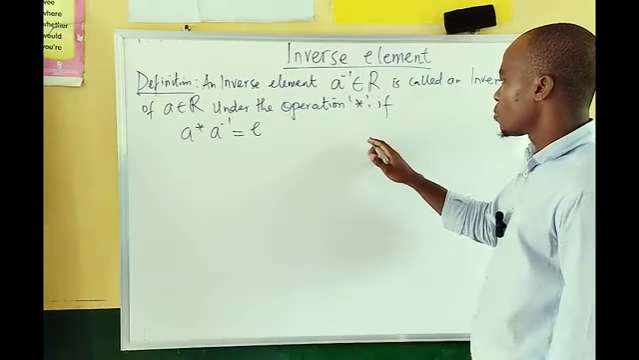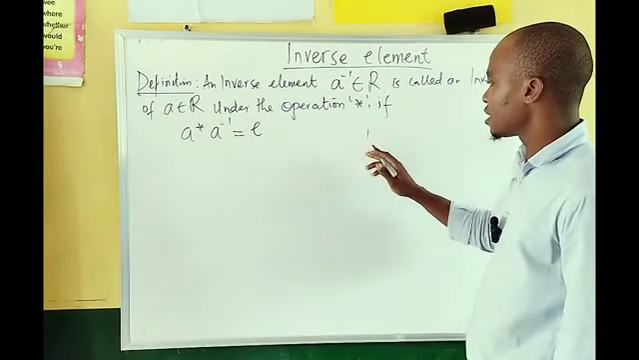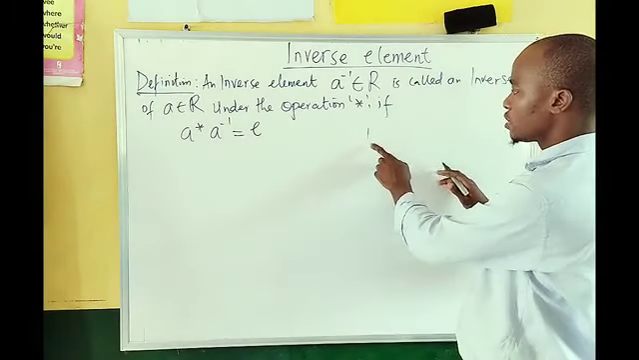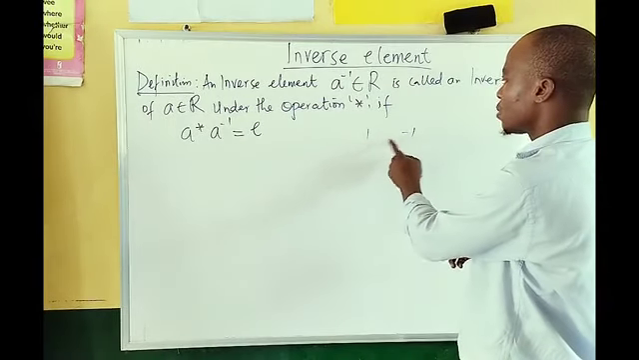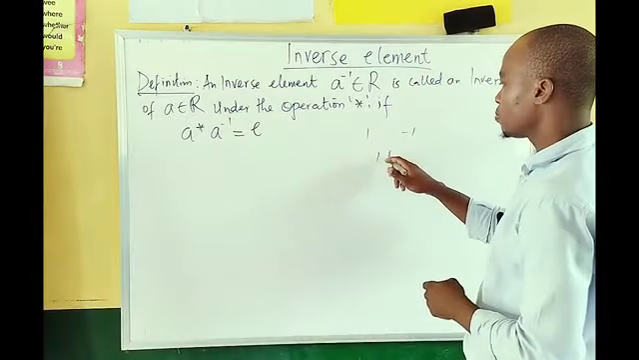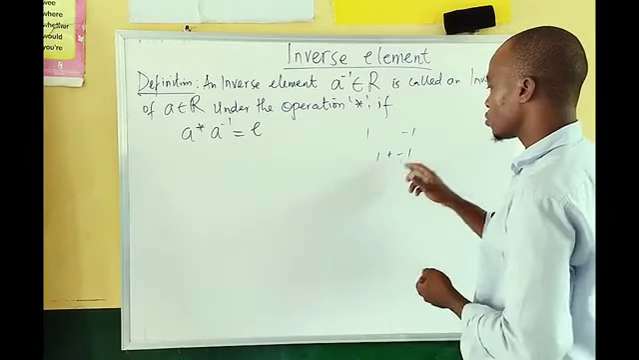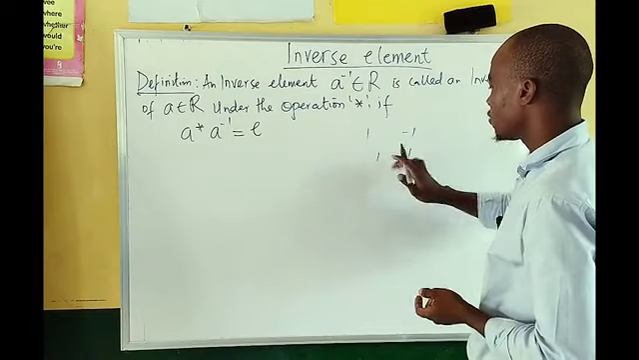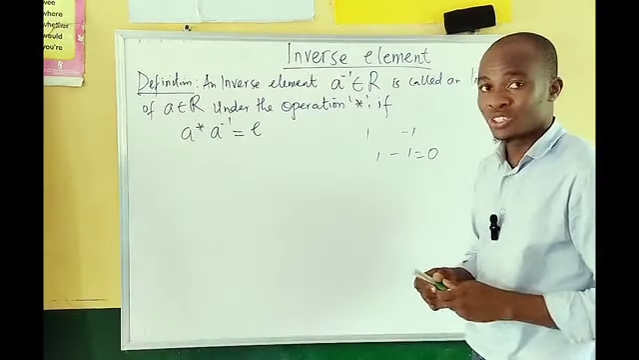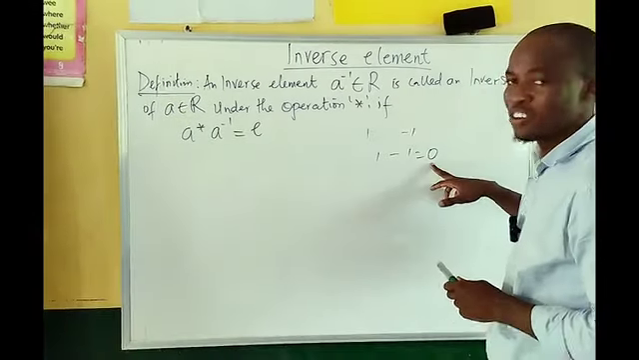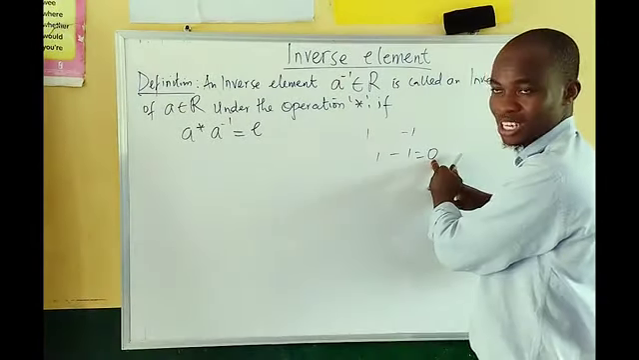Now let's look at 1. The additive inverse of 1 is minus 1. Are you getting it now? You can see that when you combine this and this, let's say 1 plus minus 1, we have 1 minus 1, we have 0. You can see that under the addition operation, we have the result to be the identity, because 0 is the identity.